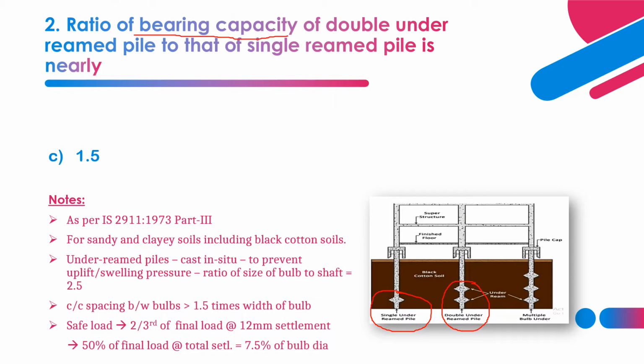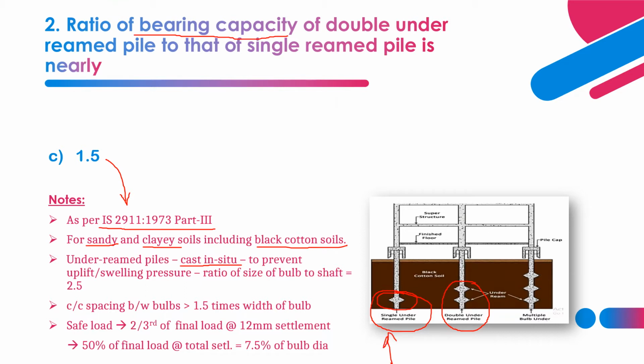As per IS code 2911 (1973) Part 3, this ratio is correct. So as per IS code 2911, the ratio of bearing capacity of these two under-reamed piles is approximately 1.5. This ratio is applicable to sandy soil and clayey soil, including black cotton soil. So what is the under-reamed pile? It is nothing but a cast in situ pile, and the bulb is to prevent the uplift or swelling pressure.